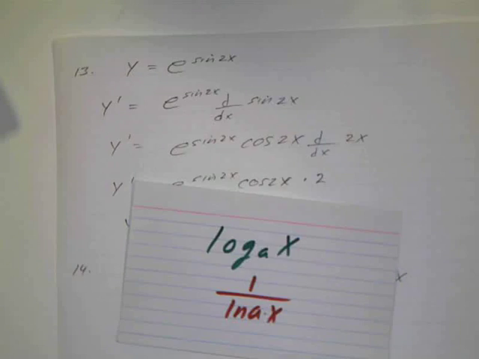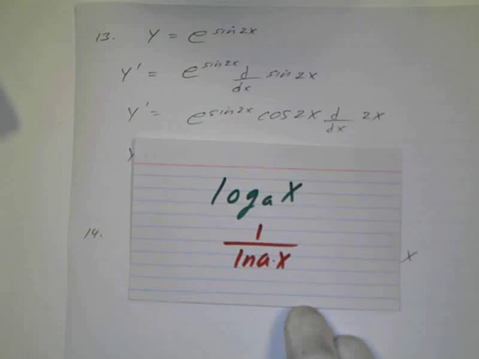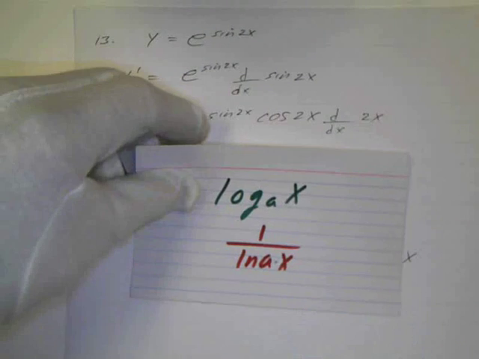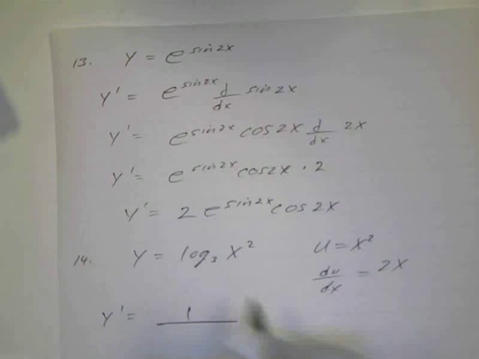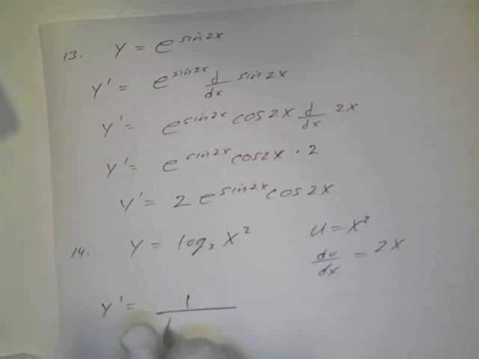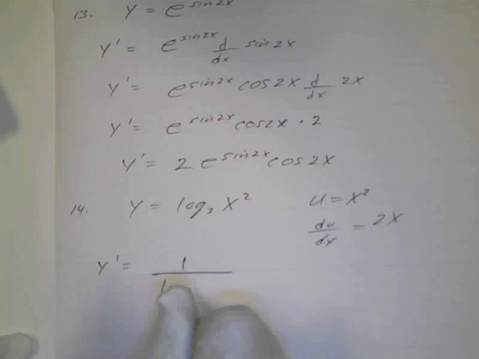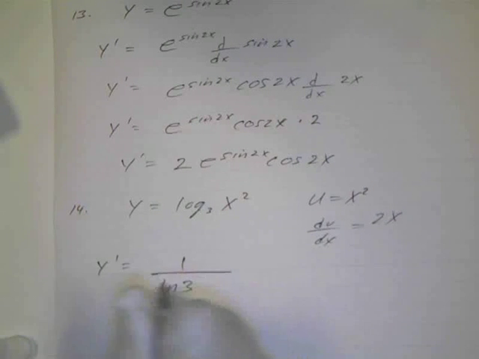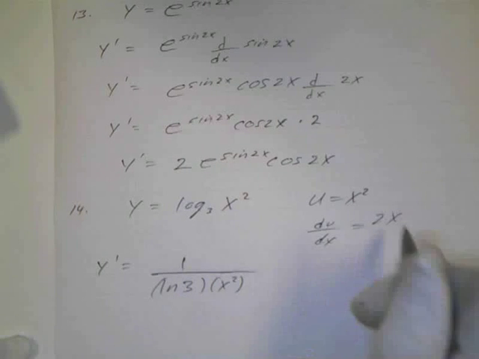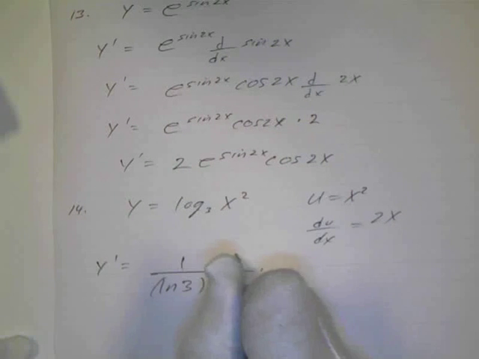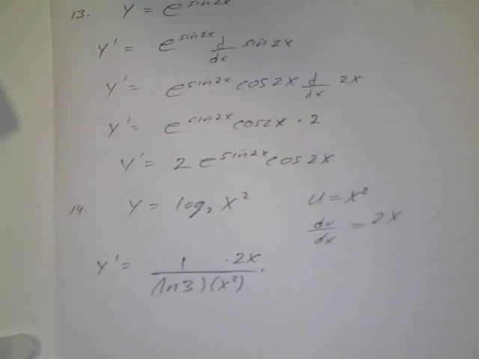And that one there, remember, log to the base a of x is 1 over the natural log of a times x. So my base is 3, so y prime will equal 1 over the natural log of 3, times my u in this case, so my u is going to be x squared, times the du dx, which is times the 2x. Put that up on top if you want.